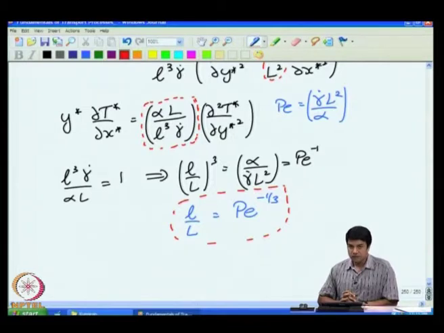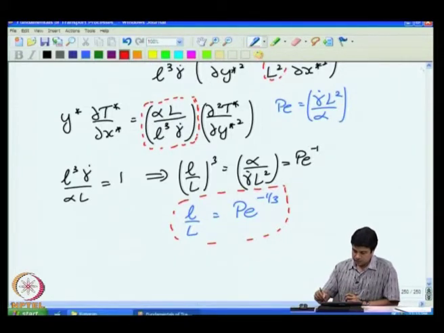And the variation of concentration very close to the surface has a length scale small l, which is determined from the requirement that convection and diffusion have to be comparable very close to the surface. This requirement itself gives us the value of the length scale. In the limit as Pe goes to infinity, as the Peclet number becomes large, this length scale goes as Pe power minus 1/3.